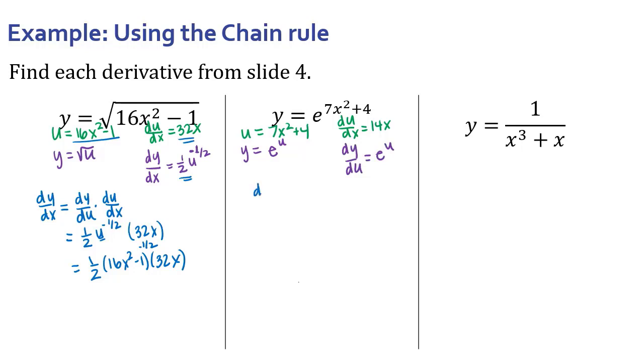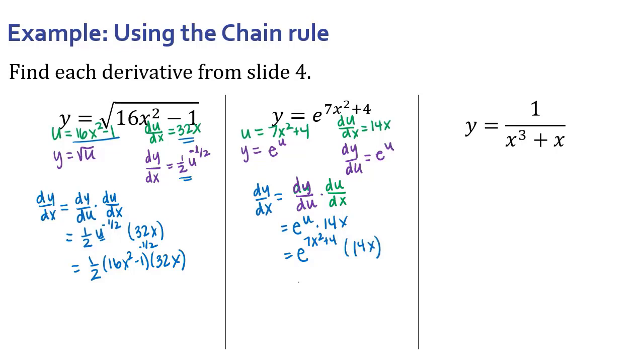Okay, so again, dy over dx equals, I'll do this in color coding so you can see it even more. So the derivative of y with respect to u times the derivative of u with respect to x. So now I'll just substitute those in. So I get e to the u times 14x. So that gives me e to the 7x squared plus 4 times 14x.